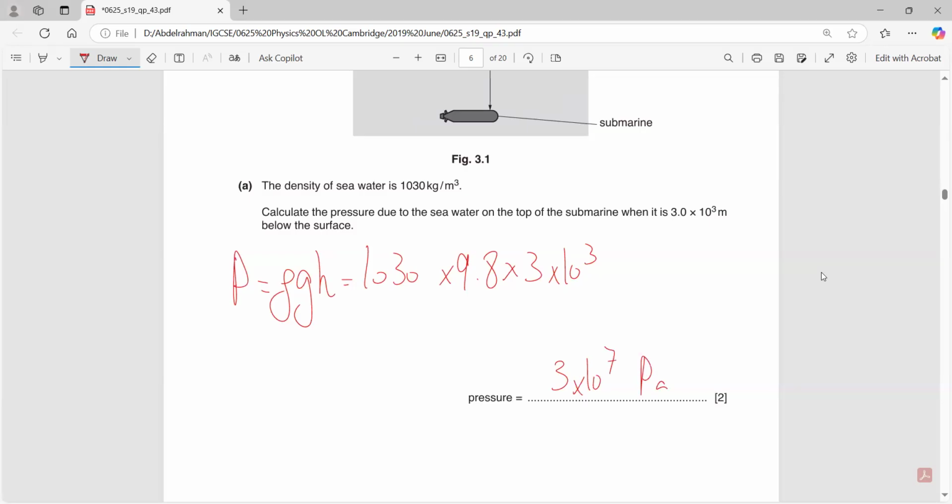I even removed the 200,000 pascals, which is insignificant. So even if you add the atmospheric pressure to this question, which is only 100,000 pascals, it's nothing.